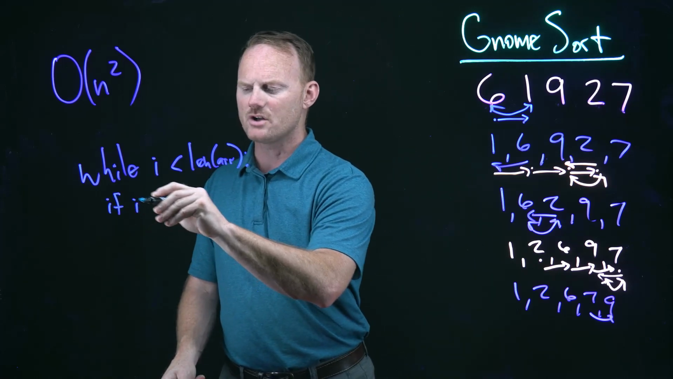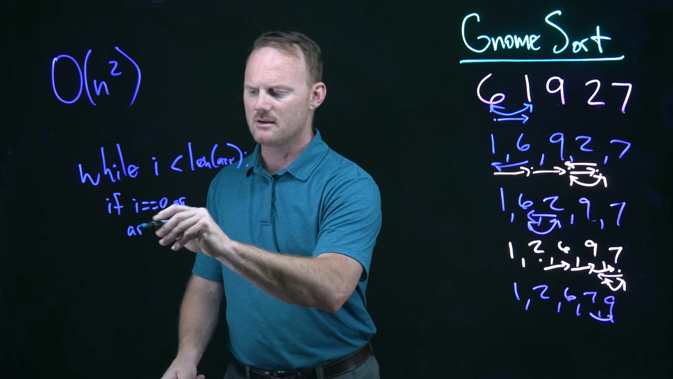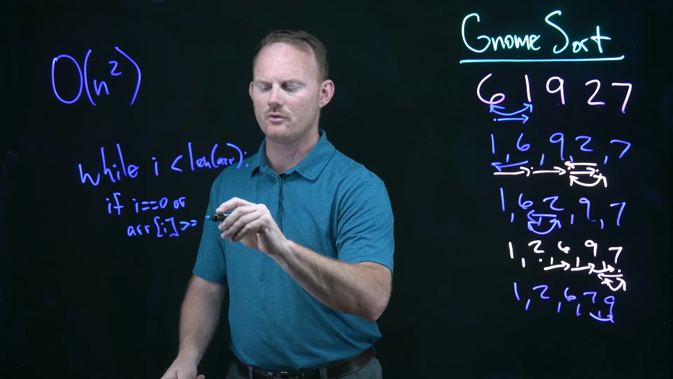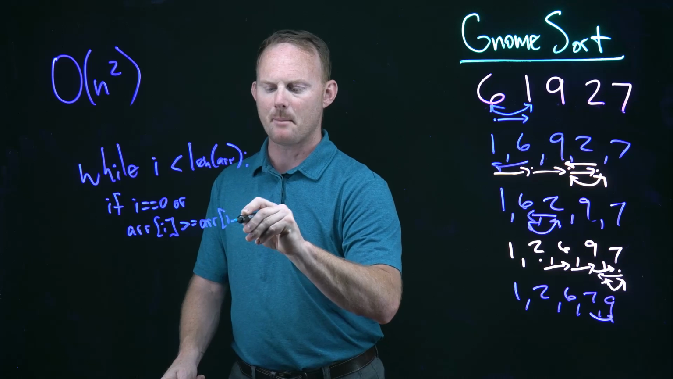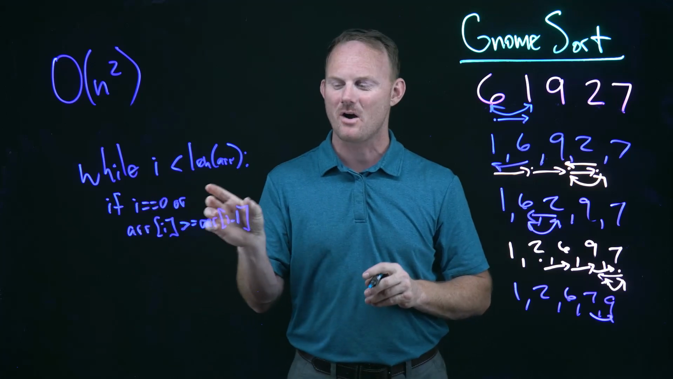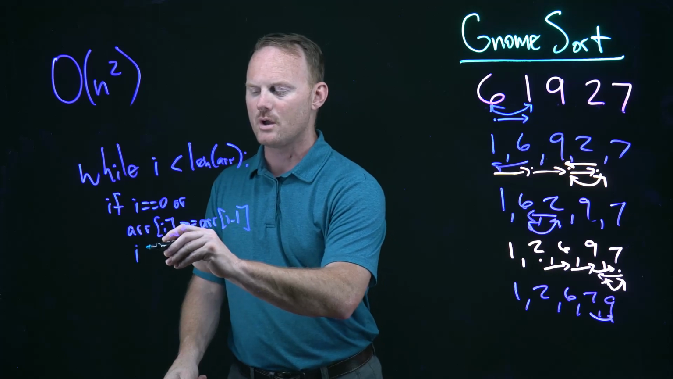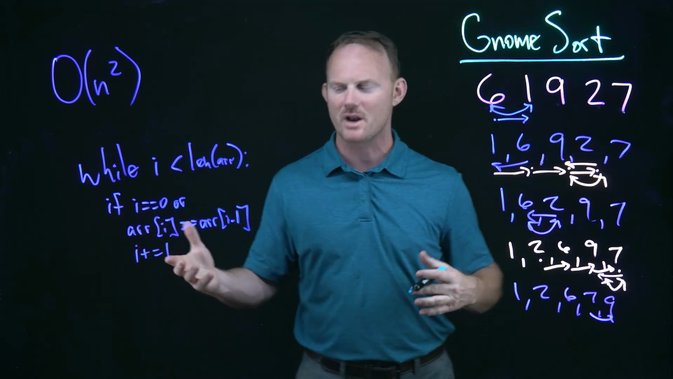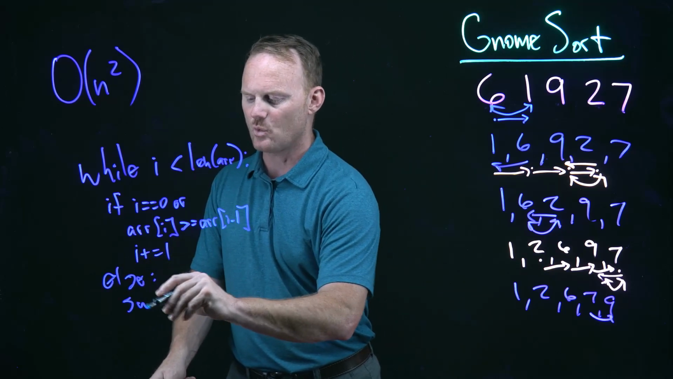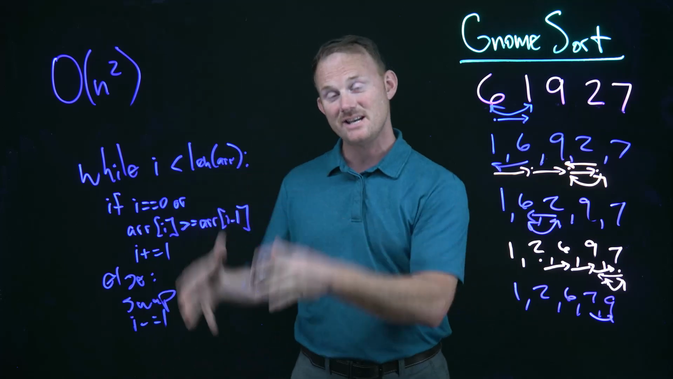If i equals 0, or if array[i] is greater than or equal to array[i - 1]. So remember, our gnome only cares about the one we're on and the one before it, and that's it. If that's true, then we can move forward with an i += 1 or i++, whatever. If it's not true, else, then we are going to swap, and we need to do an i -= 1 because he needs to go back.